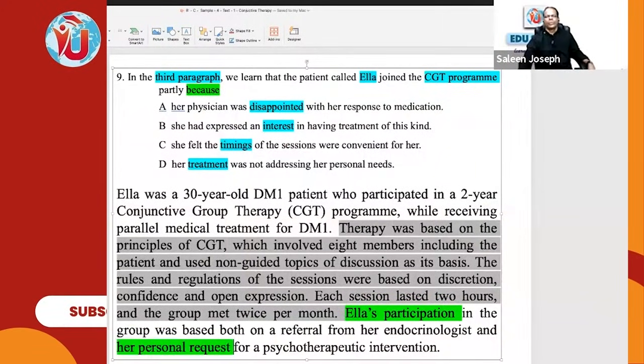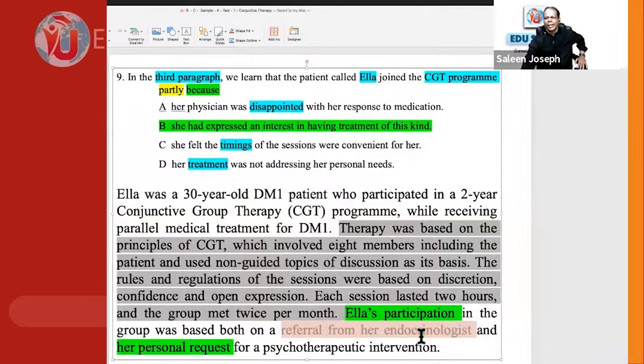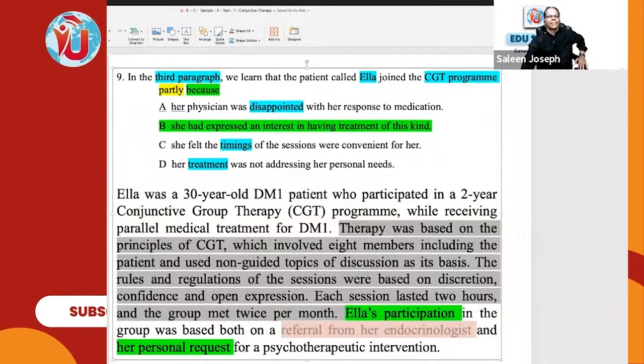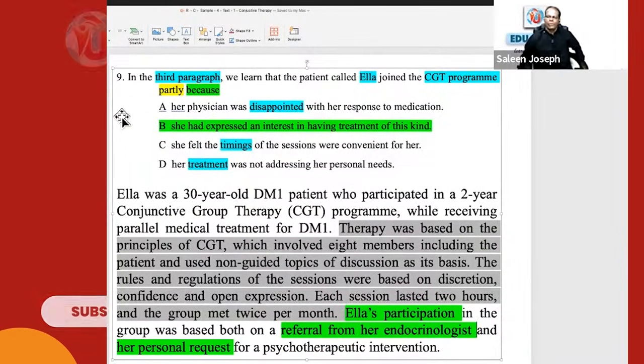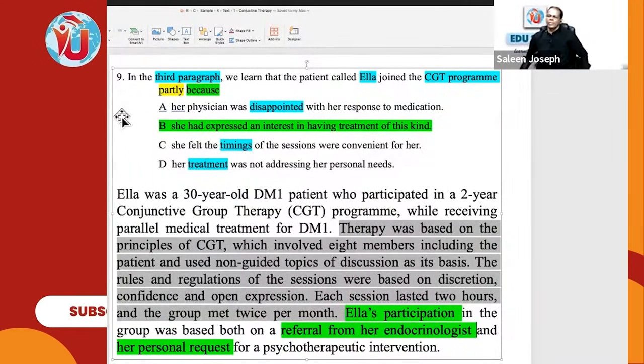What does it say? Any option? Interest. B is interest. Yeah, she requested personally. So the option is B. So clear it is. Partly because, partly. Why did they say partly? Because they have referred her, the endocrinologist. Both are the reasons: endocrinologist referred, plus her own request. So partly because, 50% interest, 50% doctor's referral.